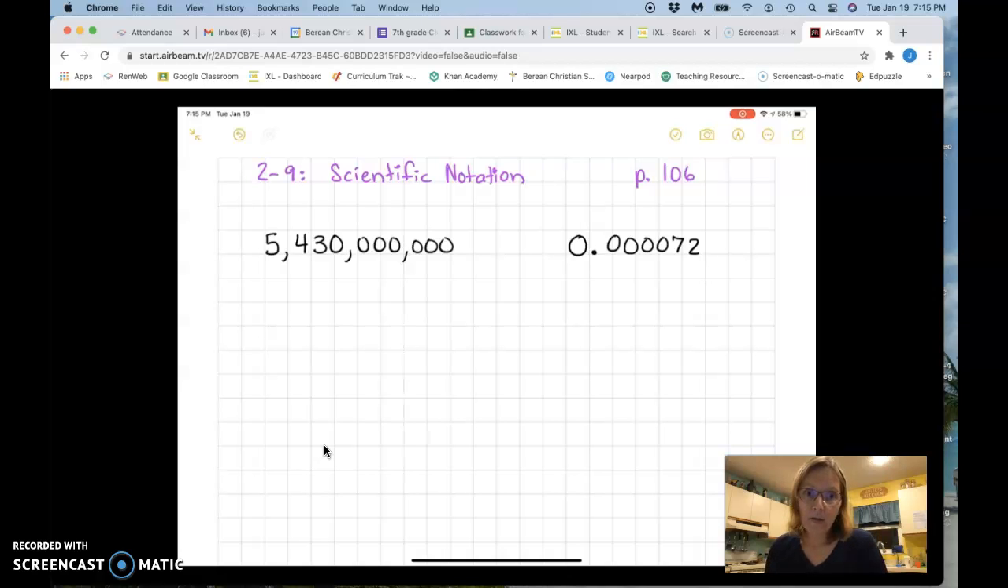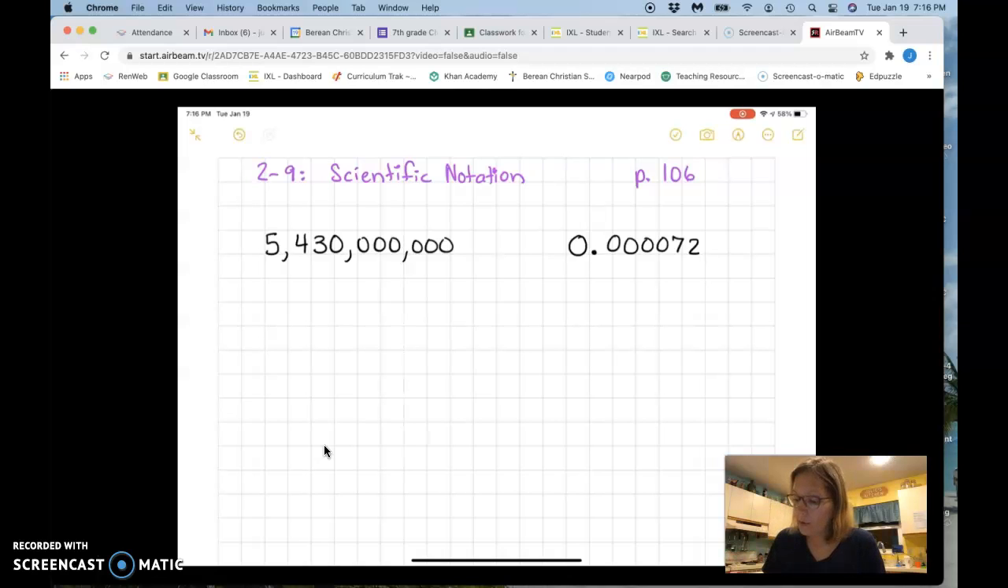I have 5,430 million. That's my first number. That has a lot of zeros on it, right? And so to write that number out like that takes a lot of space. And scientific notation is a way for us to write this number in a shorter form. So my goal with scientific notation is to make my number between 1 and 10.